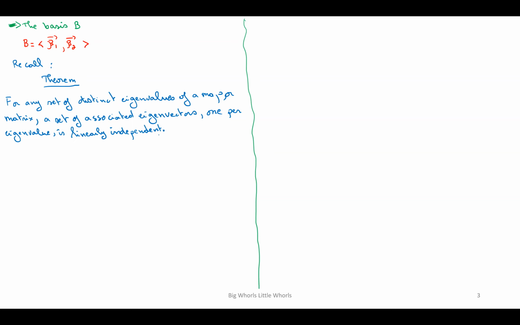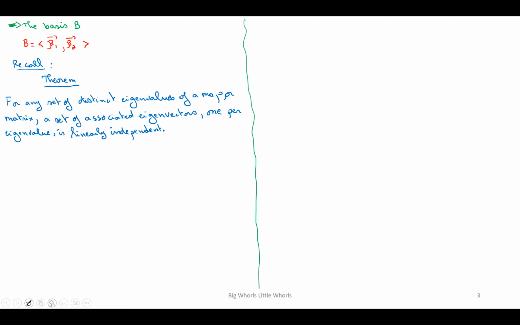Because to be able to have a basis, we need the vectors in that basis to be linearly independent, and we know what it means to be linearly independent. So what does this theorem say? It says that to find the basis, I need to get any vector from the eigenvectors associated with lambda 1 and any other vector from the eigenvectors associated with lambda 2. And if I put them together, I form a basis.